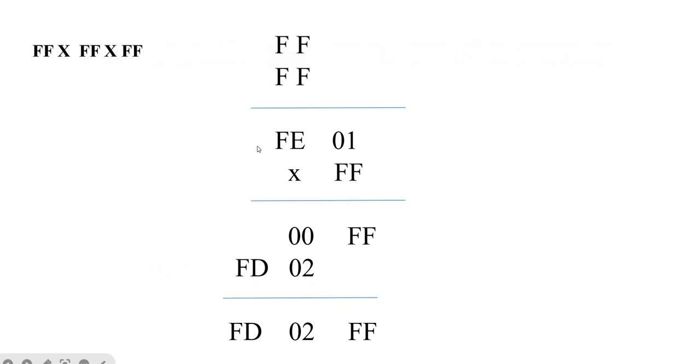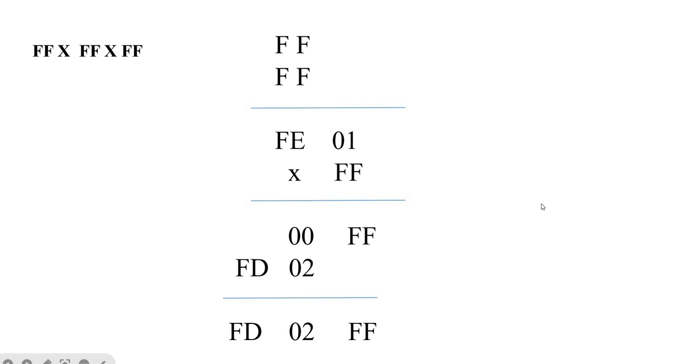Therefore, whenever you multiply two 8-bit numbers, you get a 16-bit number. The lower byte will be stored in the accumulator, and the upper byte will be stored in the register B. Again, when multiplying FE and here FF and 01, this will be stored in the accumulator and this will be stored in register B. Similarly, here FF is multiplied with FE, so we get FD02. Again, FD will be stored in the register B and 02 in the accumulator.